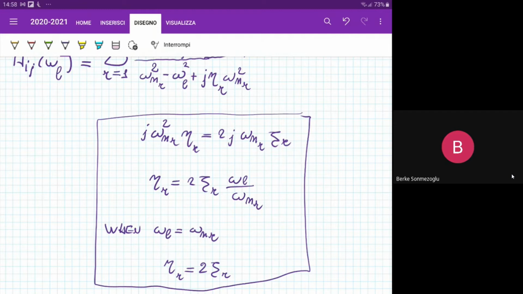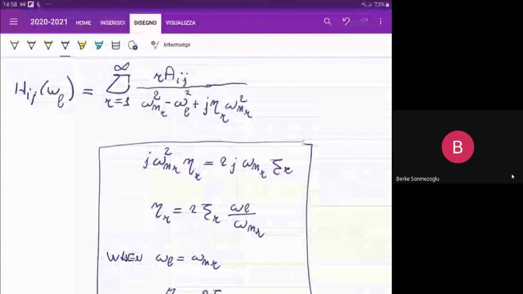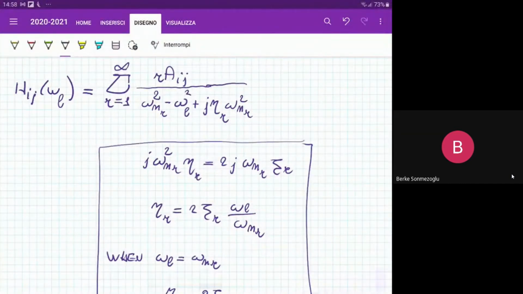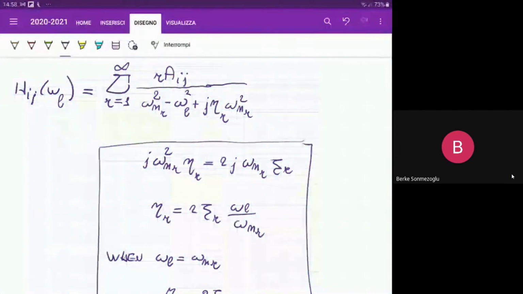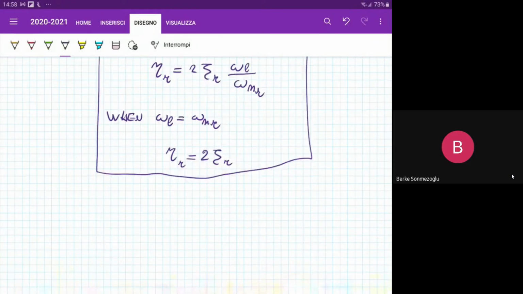Okay, but however, having said this, we can write this modal model both in terms of the damping factor and in terms of the damping ratio. Okay, but the most important thing is that we can review that frequency response function as a further summation of three main contributions.